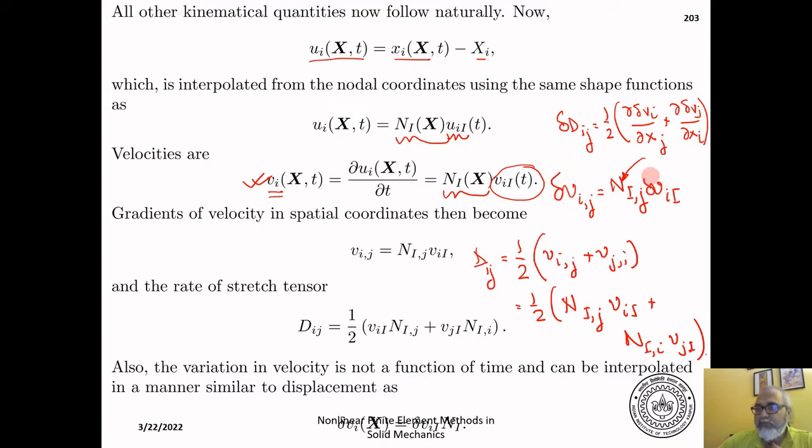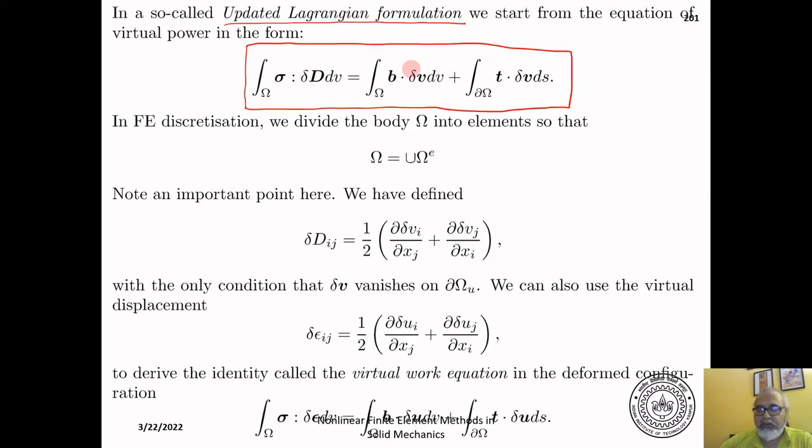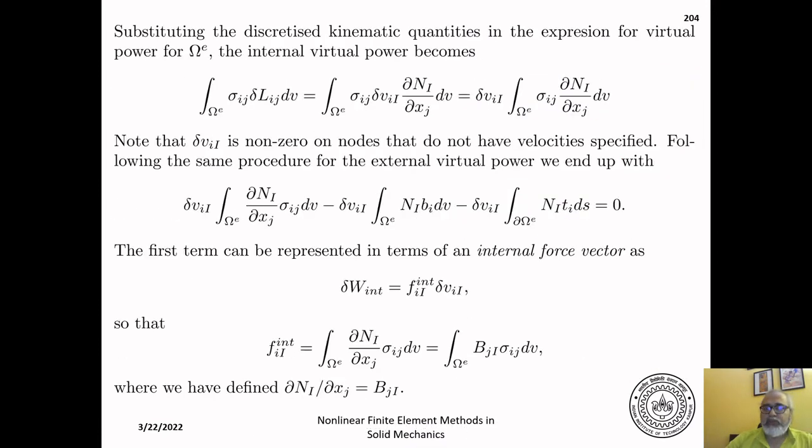So if you do delta vi, it would be the same, and delta dij would be simply this. So you have to replace these by deltas. So now I take this delta dij and I plug it into here. So this is sigma ij delta dij dv, and I plug it in here, and if I do that, this is what will result actually over the element. Now we are doing everything over the element. Delta vi is an arbitrary function, comes out of the integral, and you're left with this.